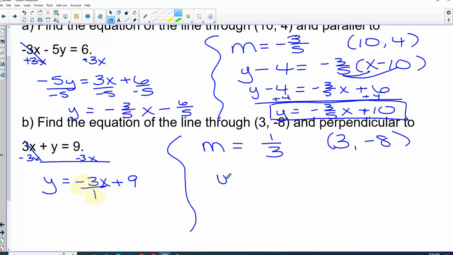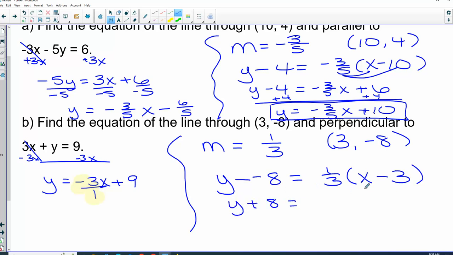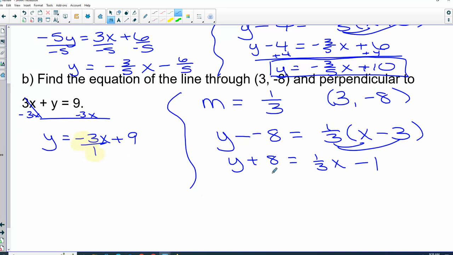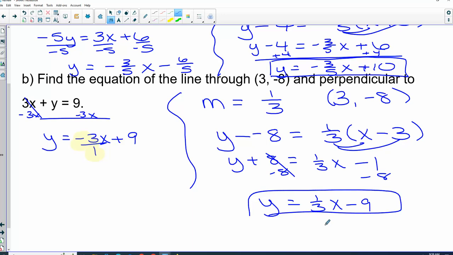So our equation, y minus negative 8 equals 1/3 times x minus 3. So y plus 8 equals 1/3 x minus 1. Subtract our 8. So y is 1/3 x minus 9. Okay, so do we know parallel and perpendicular?